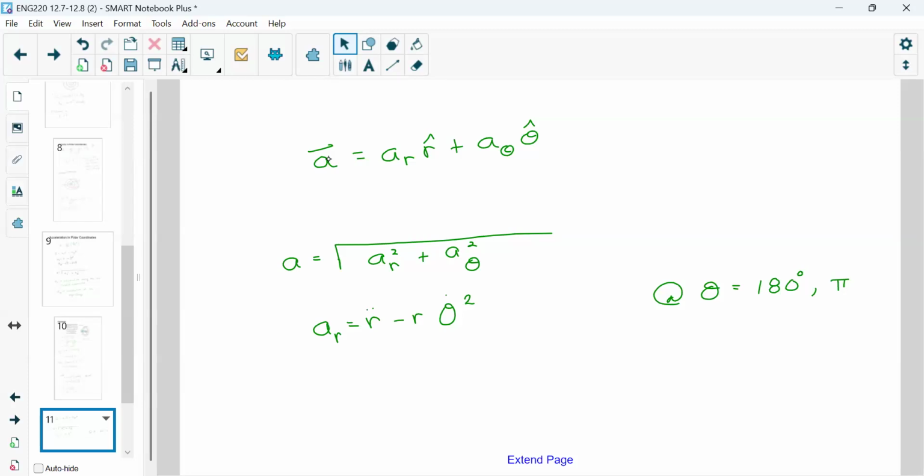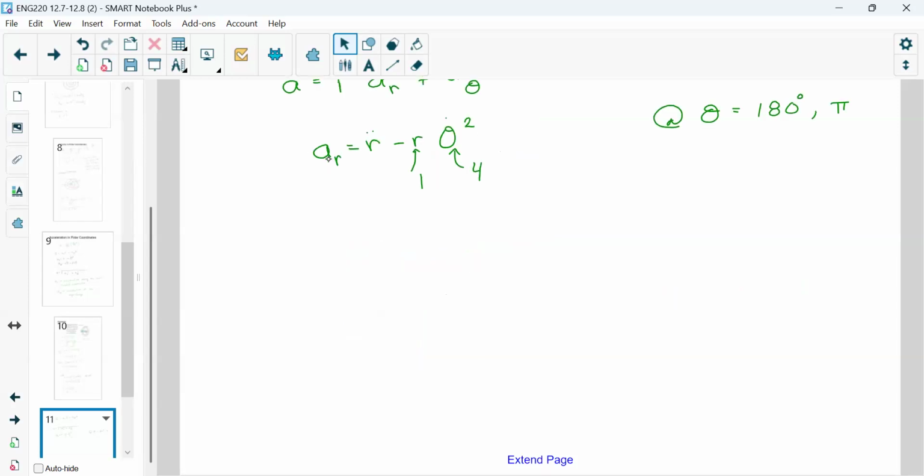Well, and once again, we are still operating when theta equals 180 degrees or pi. All right, we already figured out what r is. R was 1 at that instant. We also figured out theta dot. Theta dot is 4 at that instant, correct? Okay, but we do need to find the second derivative of r. So r dot was 0.5 sine of theta dot.